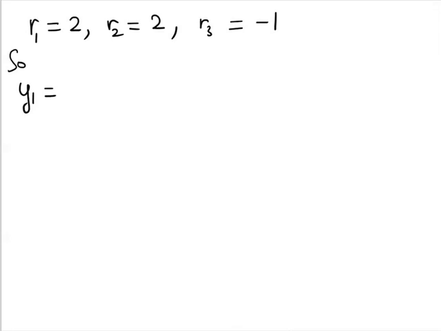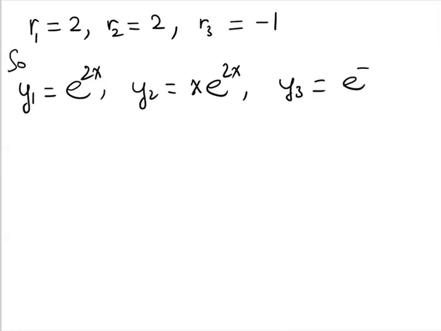So we get y1 as usual, e^(2x). y2, we have a repeated root, so we need to multiply by x: x e^(2x). And then y3, e^(-x). That's the first step to solve for the non-homogeneous equation. Now, find capital Y(x).